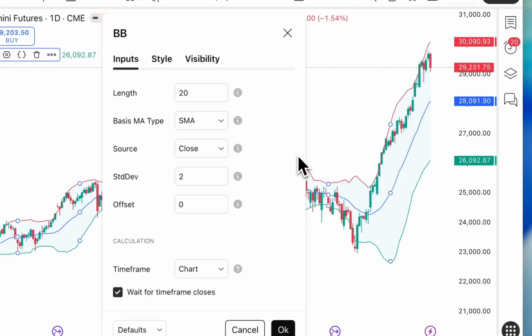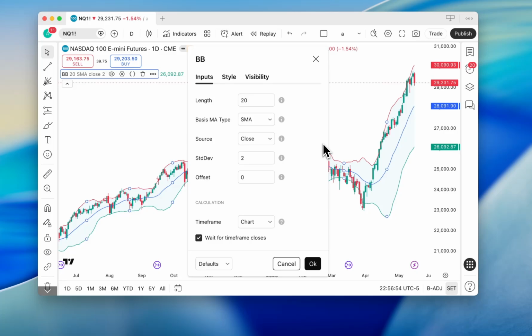It's important to note that Bollinger Bands are not a buy or sell signal by themselves. They tell you the context, volatility expanding or contracting. Pair them with a momentum indicator like RSI to filter signals.